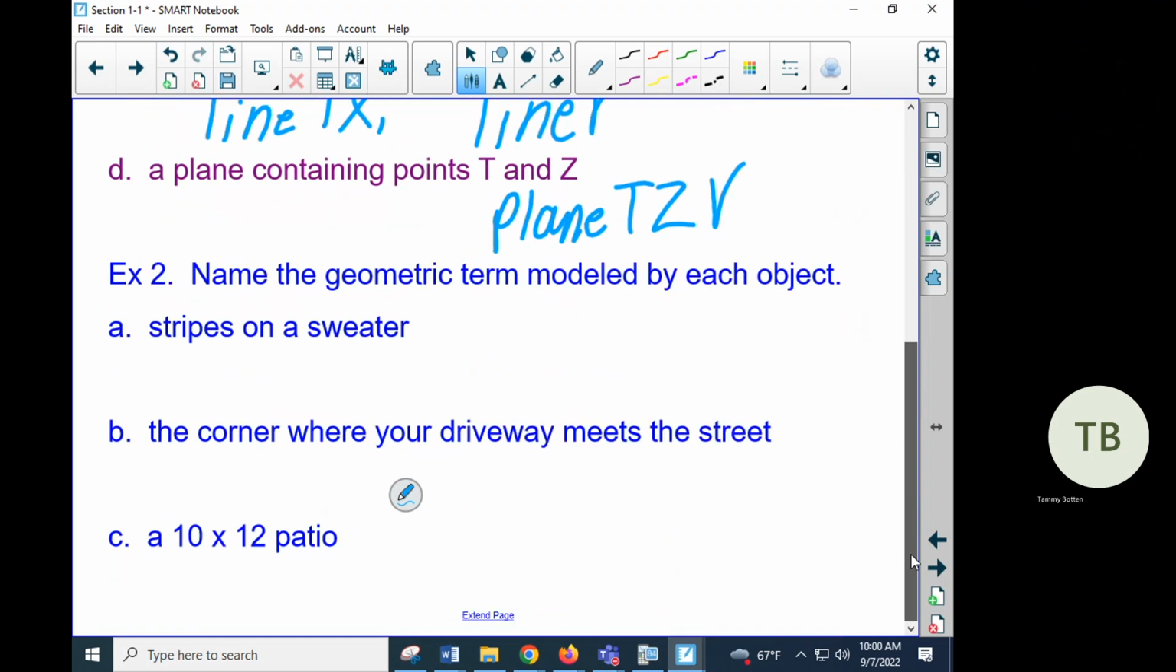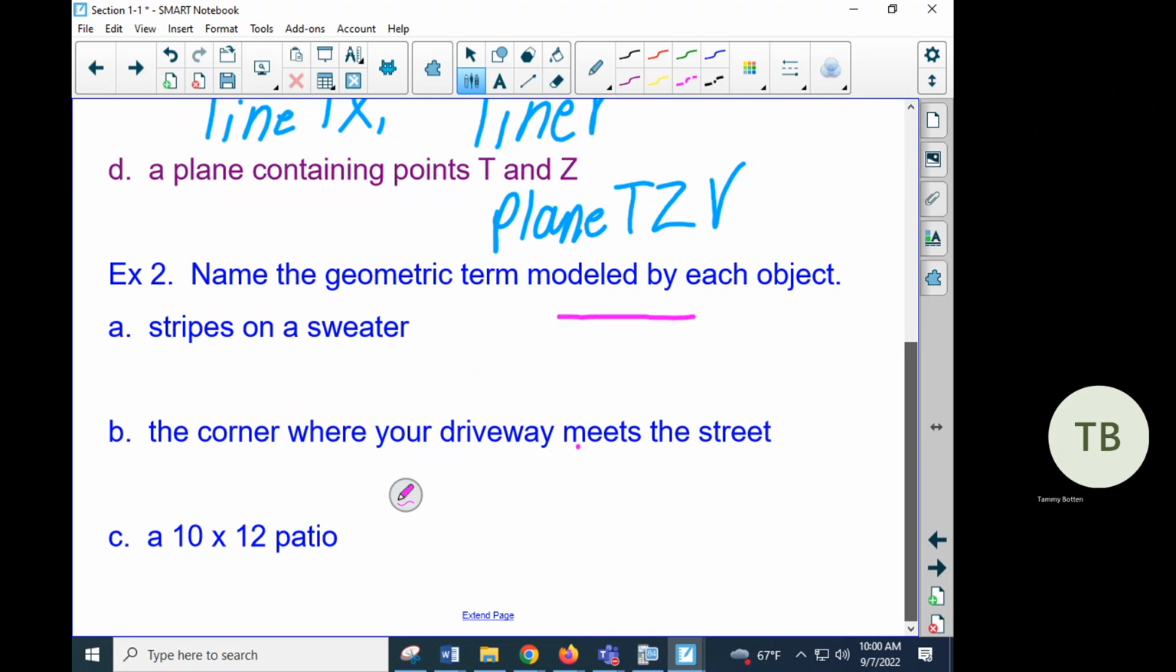All right, so let's look down here. This is asking us, so we learned 3 undefined terms today. One was the point, one was a line, and one was a plane. And this is asking us, which one do these represent?